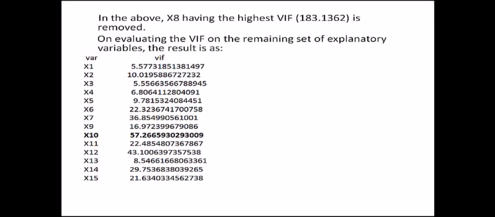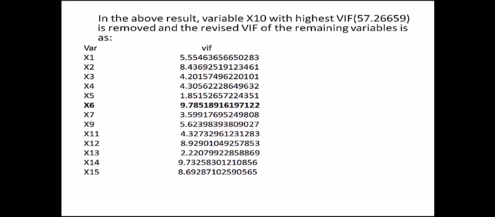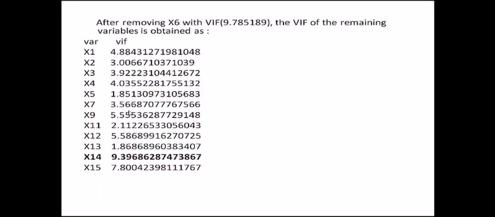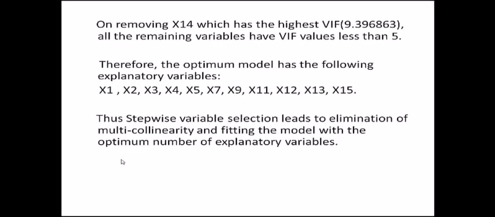So after dropping X10 from my analysis, I have 13 variables left, and after running the regression once again, I am left with these values of the VIF. Here I see that the variable with the highest value of the VIF is X6 with 9.78 as its VIF. So I drop X6 from my analysis and then I am left with 12 variables. With these 12 explanatory variables and the dependent variable, I draw a linear regression once again and come to the current state where there are 12 explanatory variables, and the highest value of the VIF is with X14, with a VIF of 9.3. So now I eliminate X14 from my analysis and then I'm left with 11 explanatory variables.